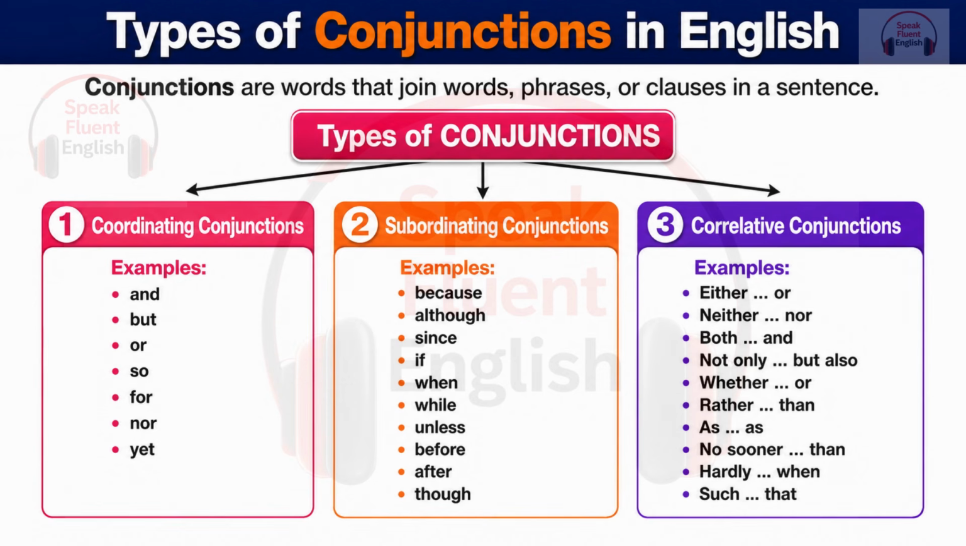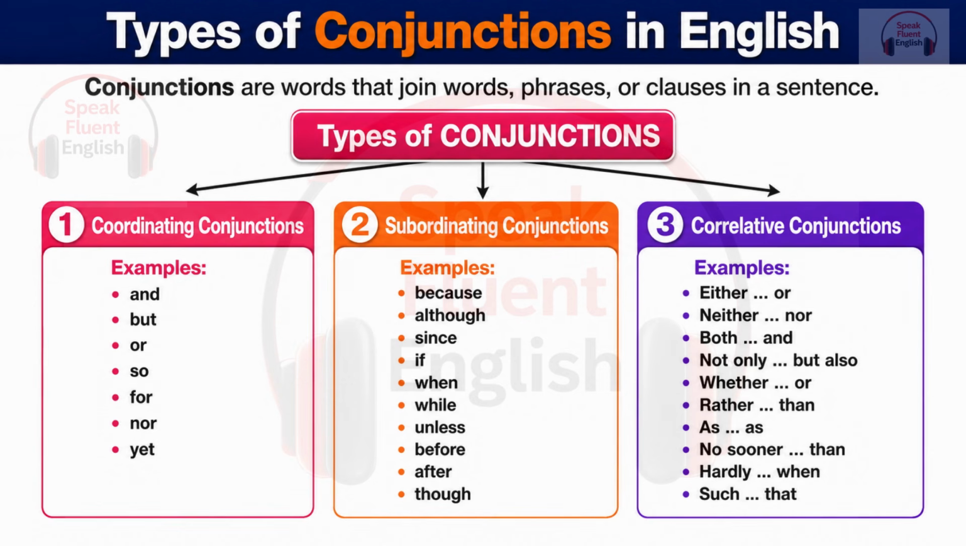3. Third, we have correlative conjunctions. These always work in pairs to connect equal parts of a sentence. Examples include both...and, not only...but also, either...or, neither...nor, whether...or, rather than, as...as, no sooner...than, hardly...when, such...that. Let's see them in action.